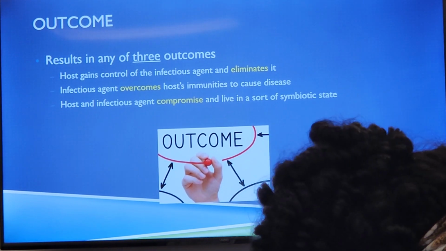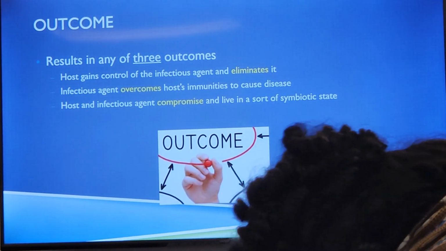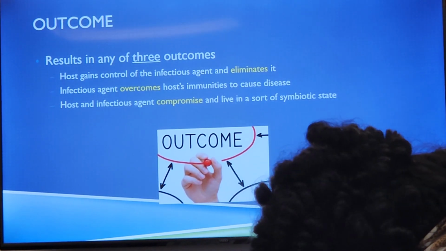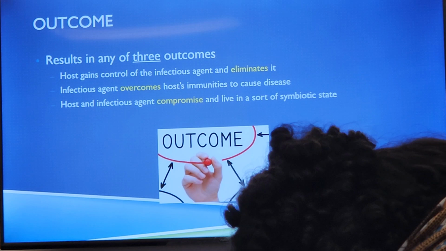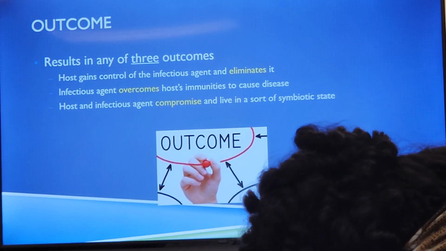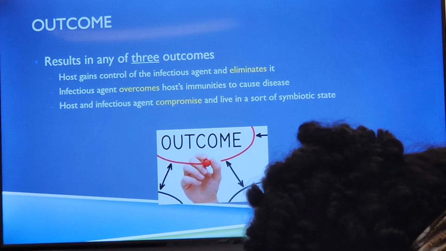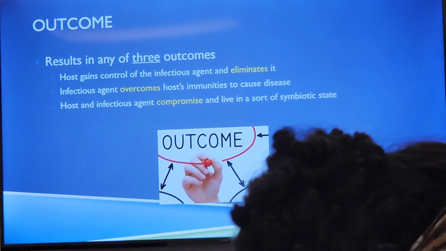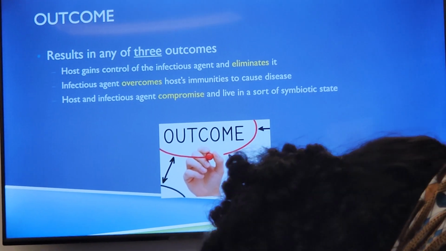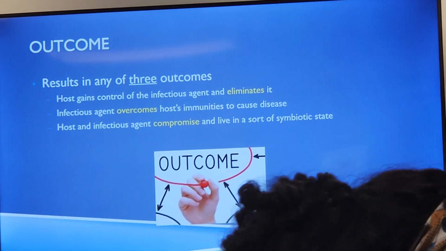Is there a difference between 1 and 2, sir? Different what? Isn't it the same thing, 1 and 2? No. One is the host gaining control of the infectious agents, the opposite. They're inverse. One's eliminating, one is getting into the disease and having an infection. So 1 is the elimination, 2 is the failure to eliminate, the actual disease.